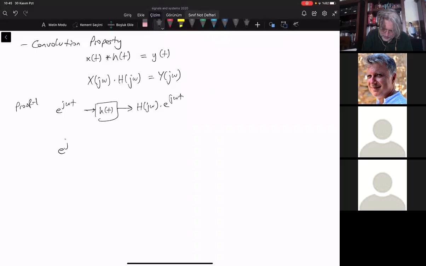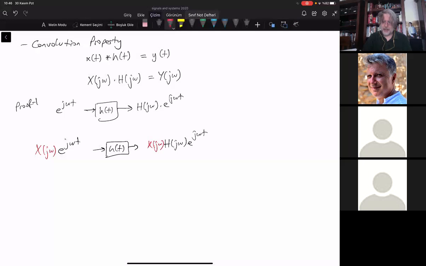I will leave some emptiness, like this, H of j omega e to the j omega t. So I'm leaving some places empty because I'm going to fill them. For instance, e to the j omega t, I will multiply by X of j omega. It's just a term, and that is a term in frequency, so it's not a time term. Therefore, it's a scale. If I scale the input, the output will be scaled the same.